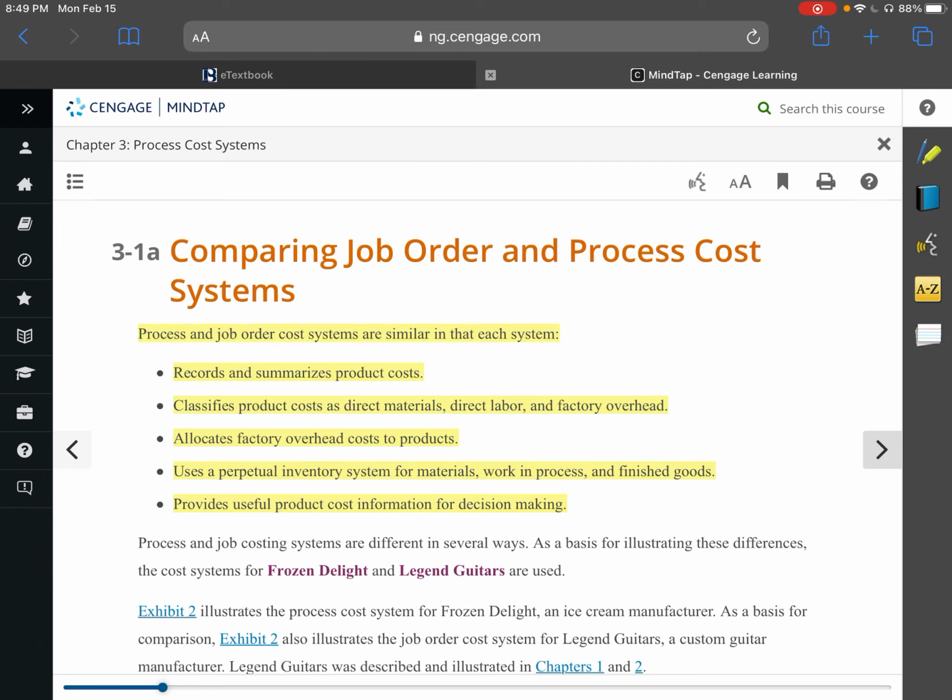In accounting, this semester we talked about a perpetual inventory system versus periodic. For these types of businesses, it only makes sense for them to use a perpetual inventory system, which means every time inventory is bought or sold, a journal entry is made. So at any time, you know exactly how much inventory you have on hand, and you can track it very thoroughly. All right, and then lastly, each system provides useful product cost information for decision making.